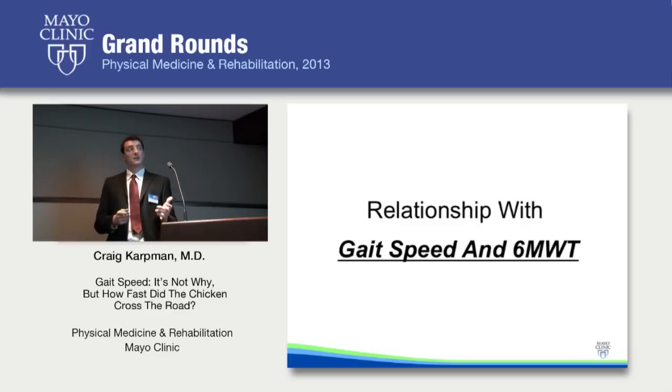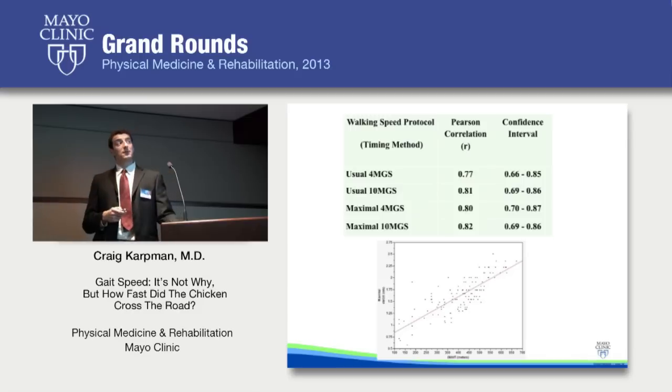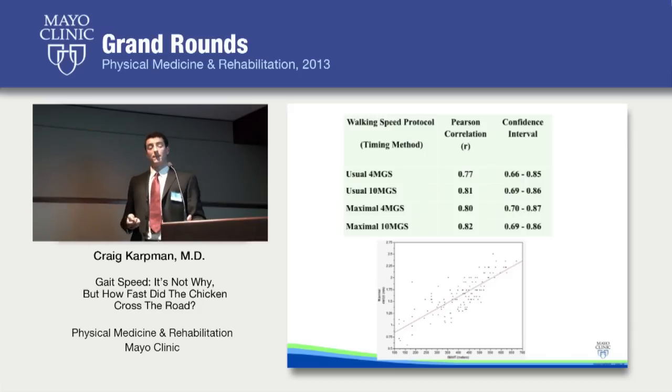The next step of our study was really looking at the relationship between gait speed and 6-minute walk. We did this by looking at the Pearson correlation. Here, on the bottom is 6-minute walk test distance, starting from 100 meters all the way to 700. And here we have our gait speed measurement. As you can see, as gait speed goes up, 6-minute walk test distance goes up as well.